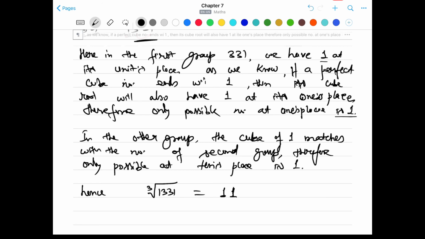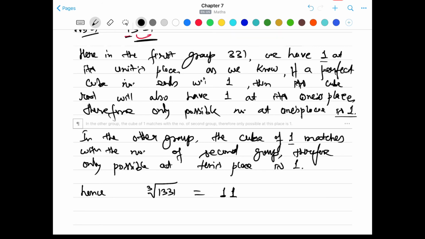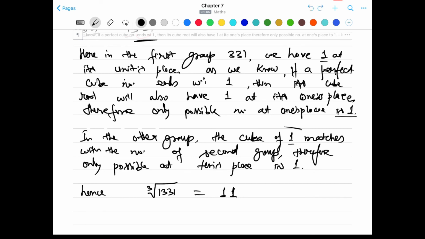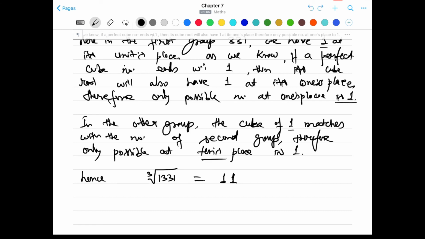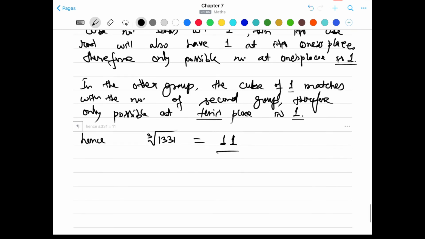In a similar way, in the other group, the cube of 1 matches exactly with the number of the second group. If you find the cube of number 1, which is 1, that is exactly matching with the number in the second group. So the only possibility at the tens place is also 1. Therefore the number that we have is 1 and 1, that is 11.